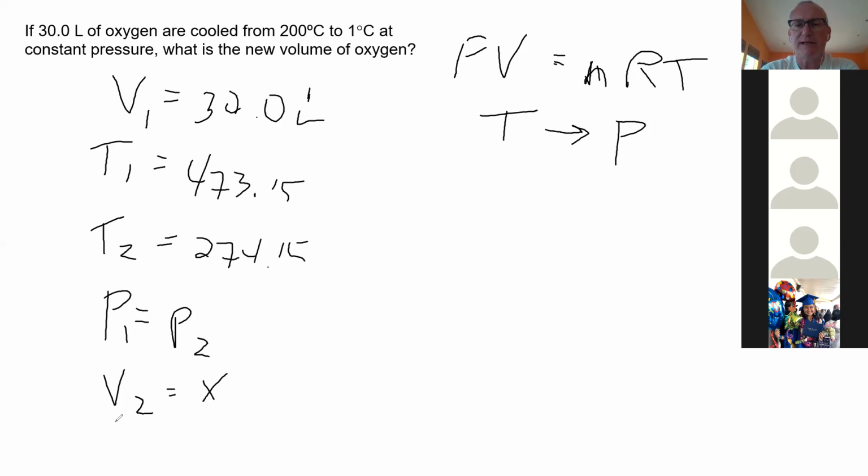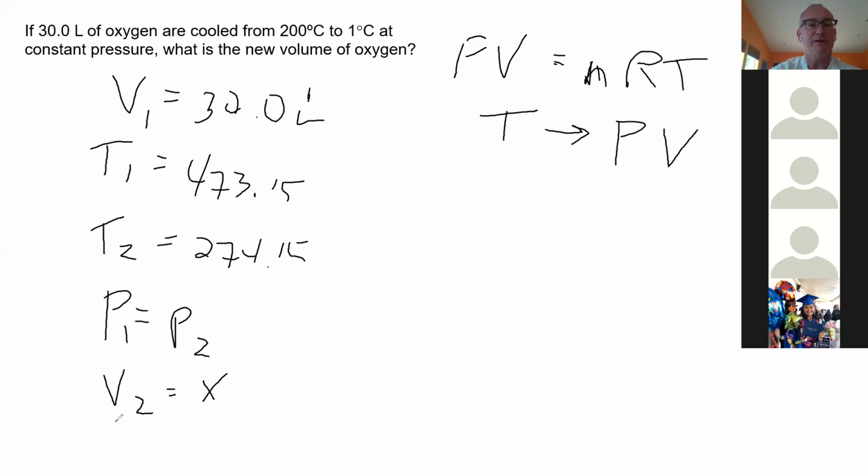Is it inversely related or directly related? As the temperature goes up, what happens to the pressure? It goes up. And if the temperature goes down, what should happen? It goes down. So it's probably directly related. And the same thing is true of temperature and volume. If the temperature goes up, the volume goes up. If the temperature goes down, the volume goes down.